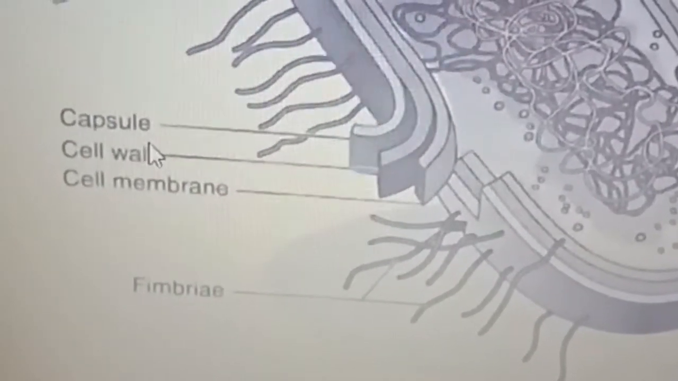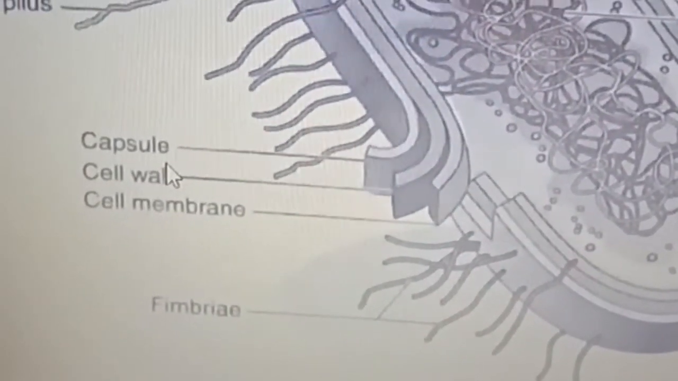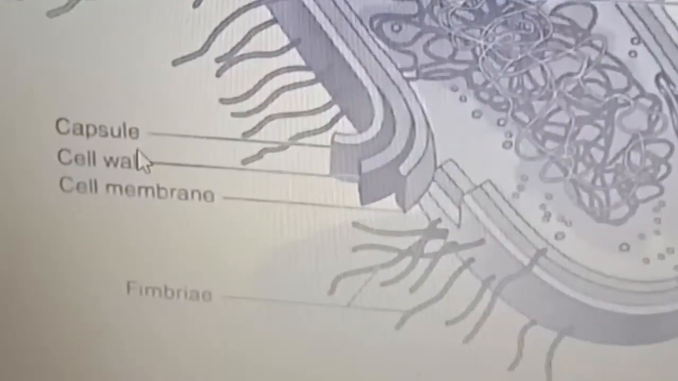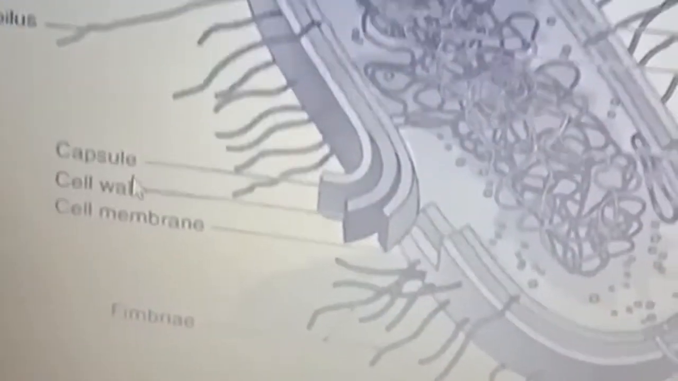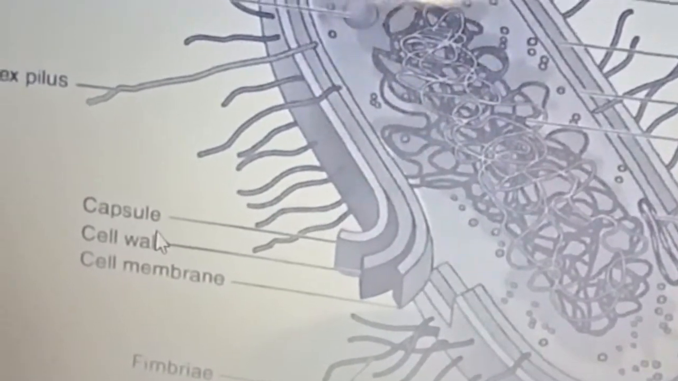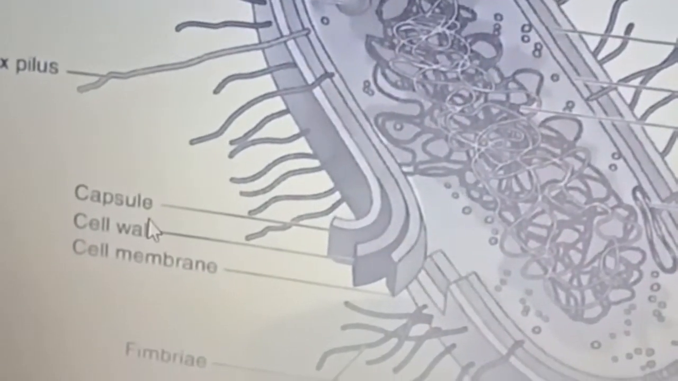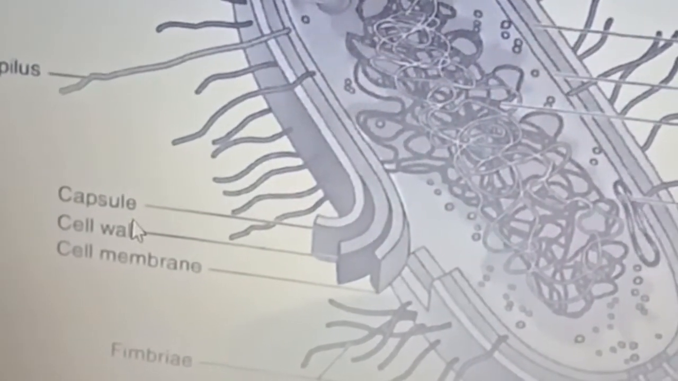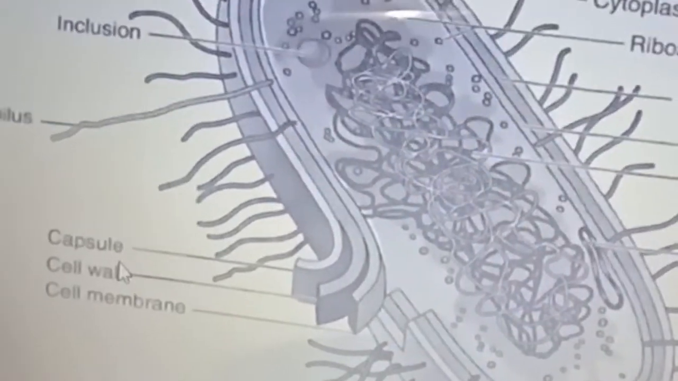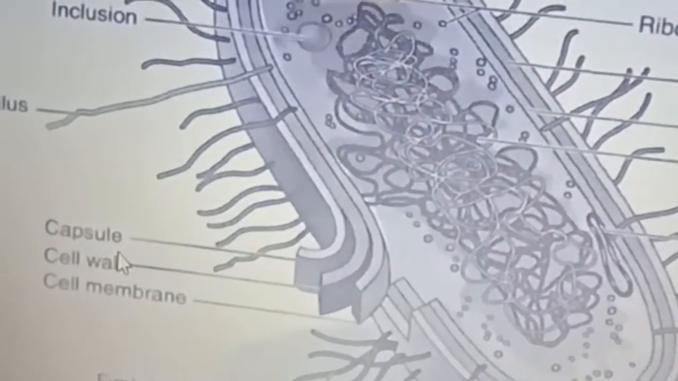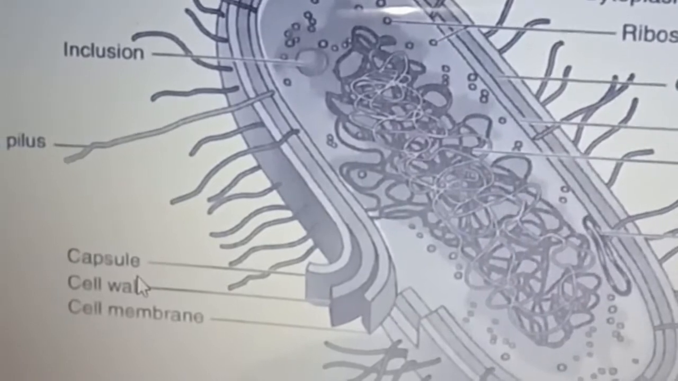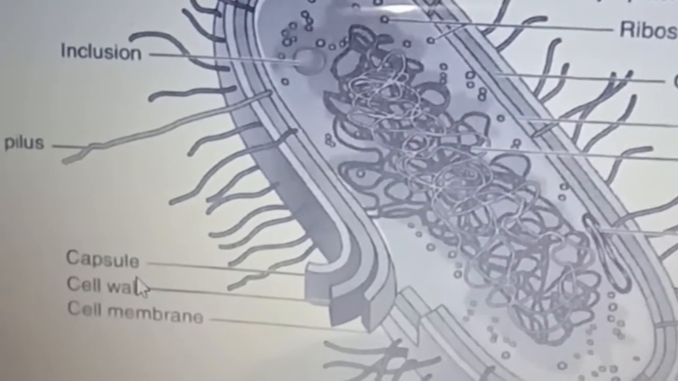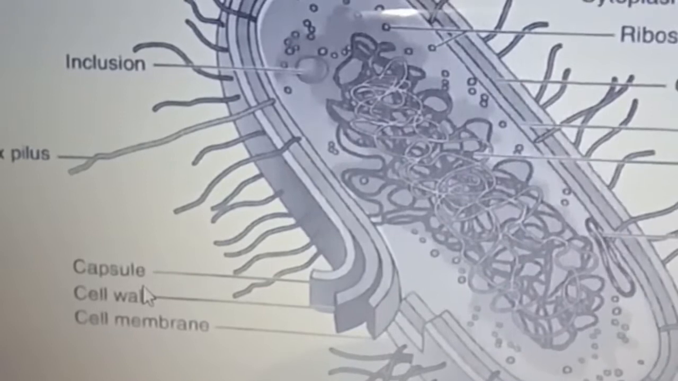So, the capsule. Knowledge of the chemical composition of capsules is useful in differentiating among different types of bacteria within a particular species. For example, H. influenzae is a cause of meningitis and ear infections in children, and is identified by its capsular types.